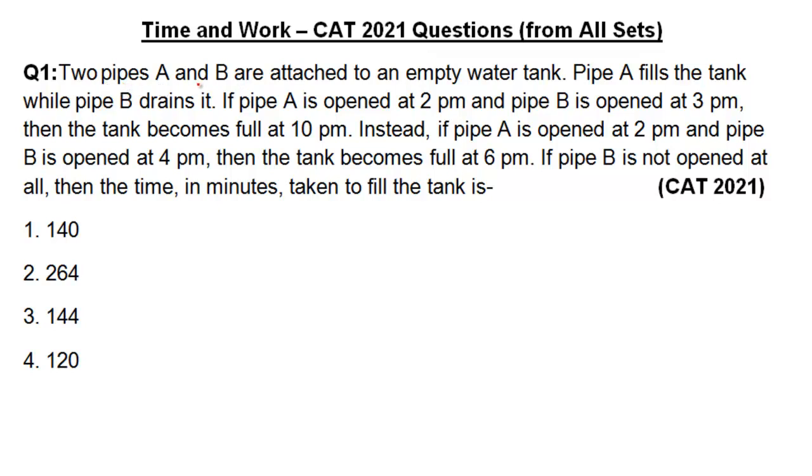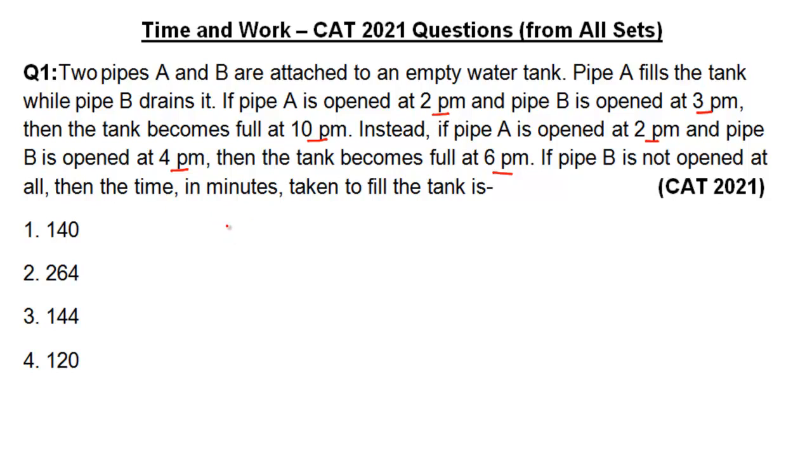Two pipes A and B are attached to an empty water tank. Pipe A fills the tank while pipe B drains it. If pipe A is opened at 2 p.m. and pipe B is opened at 3 p.m., then the tank becomes full at 10 p.m. Instead, if pipe A is opened at 2 p.m. and pipe B is opened at 4 p.m., then the tank becomes full at 6 p.m. If pipe B is not opened at all, then the time in minutes taken to fill the tank is?